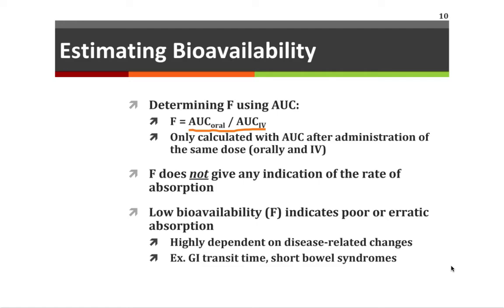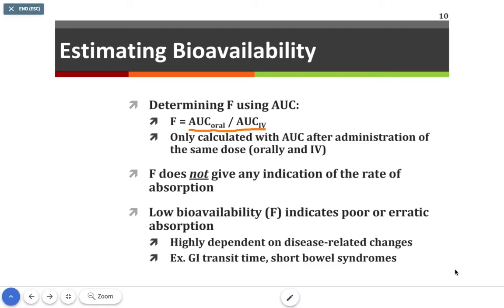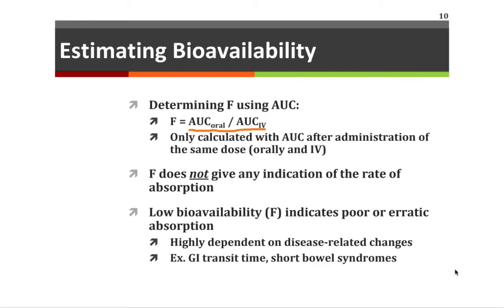However, one thing that can be clearly assumed is that a low bioavailability number, F, indicates poor or erratic absorption. And when we have a drug candidate that has low bioavailability, it will be severely impacted by disease-related changes. It will also be significantly impacted by gastrointestinal transit times and short bowel syndromes, etc.